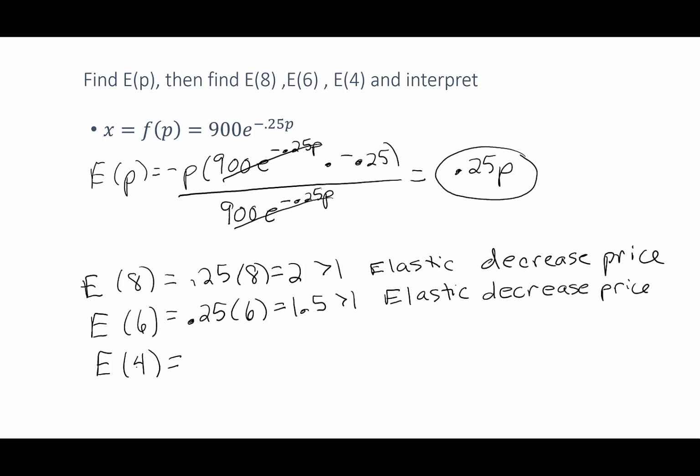One more time, E of 4: 0.25 times 4 equals 1. Well, that's unit elastic, which means don't change the price.